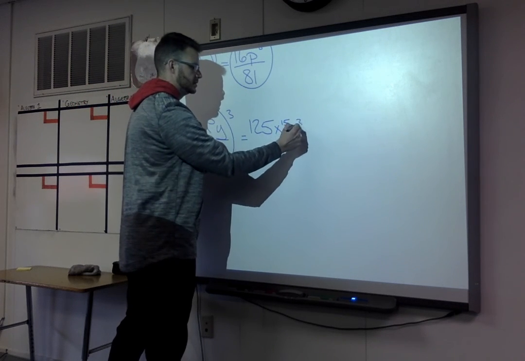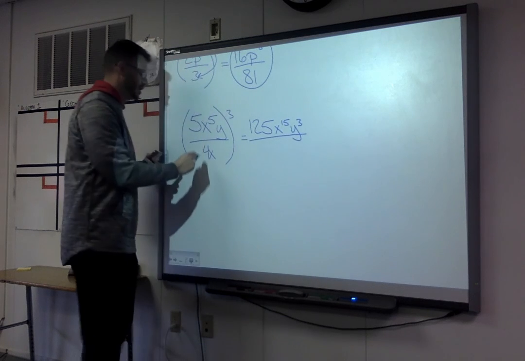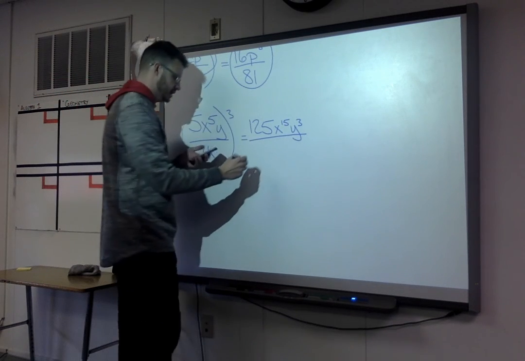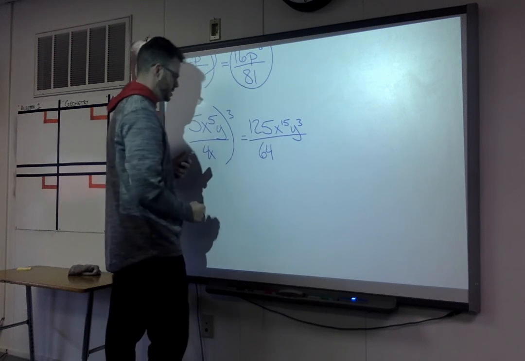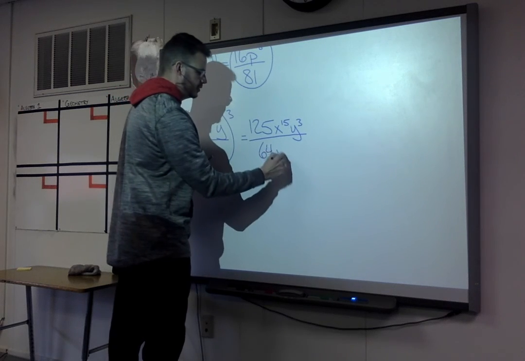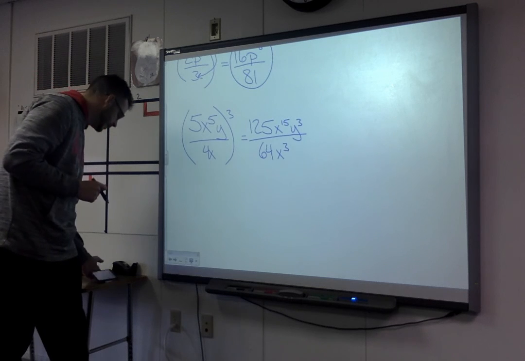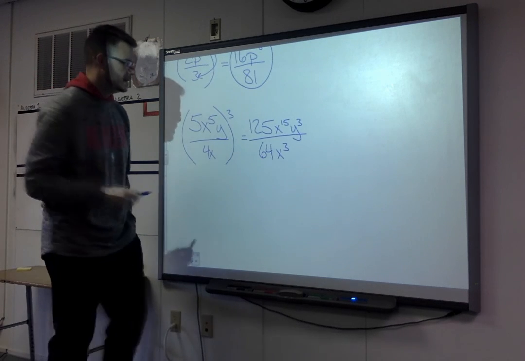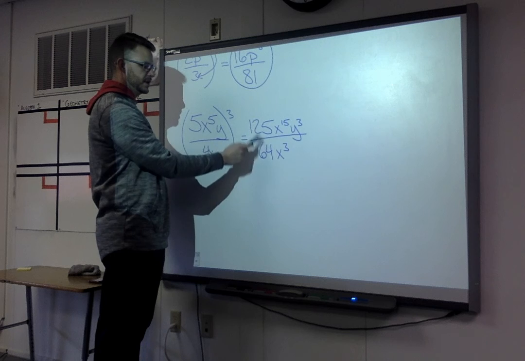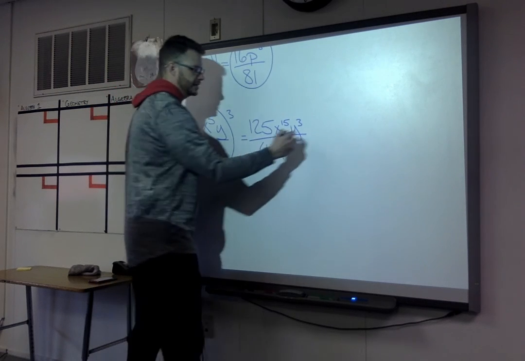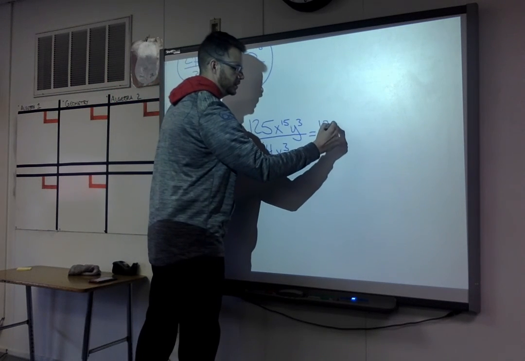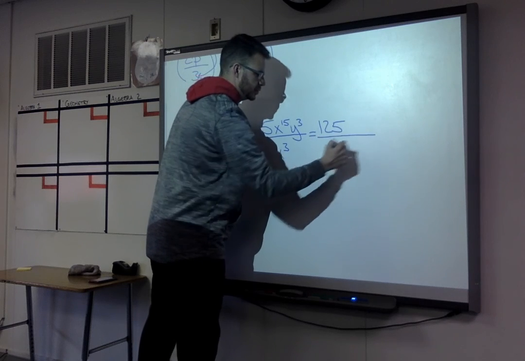Then y to the 3rd power over 4 to the 3rd power gives us 64. X to the 3rd power gives us x cubed. Now we need to simplify this. There's no number that goes into 125 and 64, so we know those numbers will stay the same.